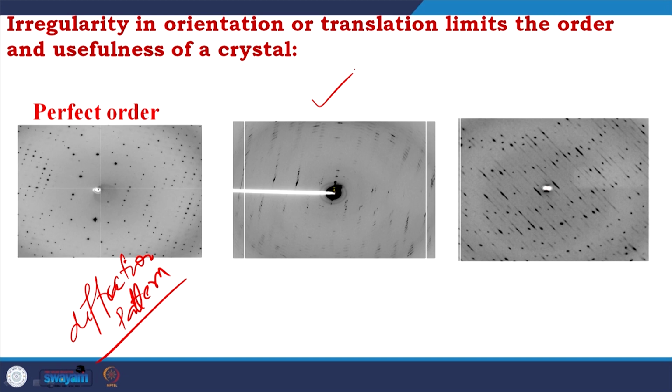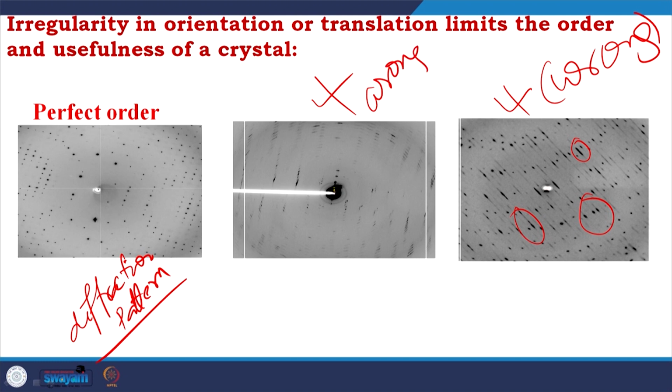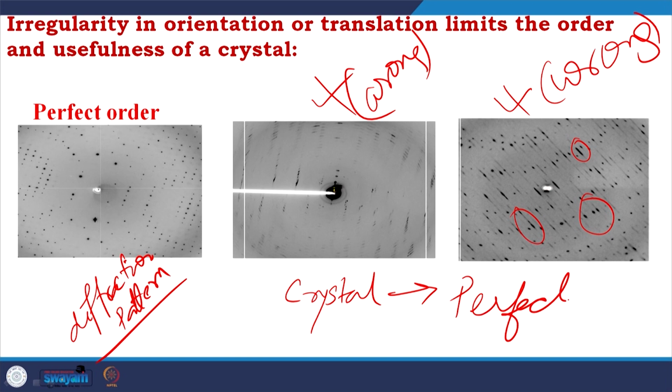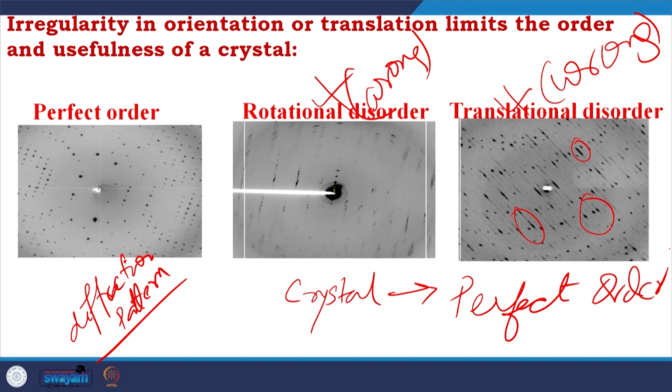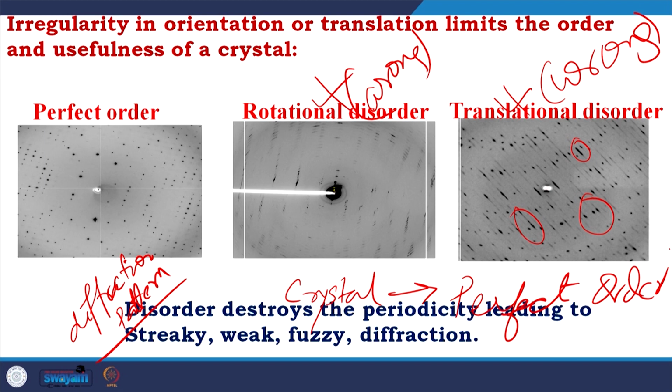Here when there is a rotational problem, you see that you do not get the spots properly. Here you get the spots, but if you look at it, you get a mix up of the spots. So, this is also not good. So, they are wrong actually. So, it is necessary that you get a crystal, but the crystal has to be in perfect order. Rotational disorder and translational disorder. Disorder destroys the periodicity leading to streaky, weak, fuzzy diffraction.